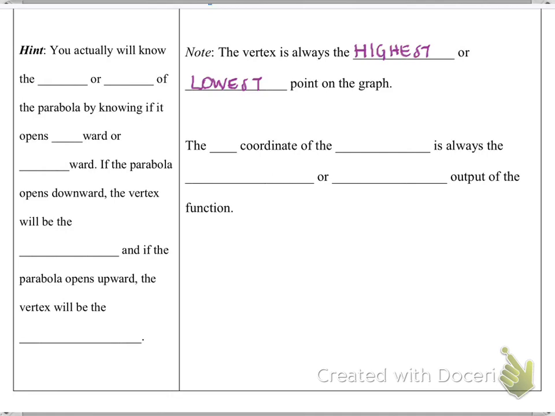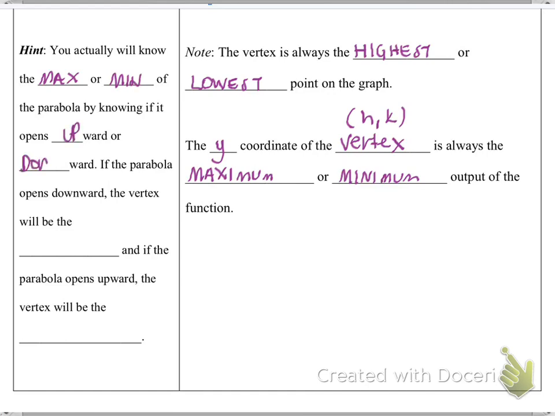In terms of quadratic functions, that can tell you a lot, especially with applications. The y-coordinate of the vertex, in other words the k, because the vertex is usually given as (h, k), is always the maximum or minimum of a function. In fact, as the hint on the left-hand side says, you will know the max or the min of the parabola by knowing if it opens upward or downward.